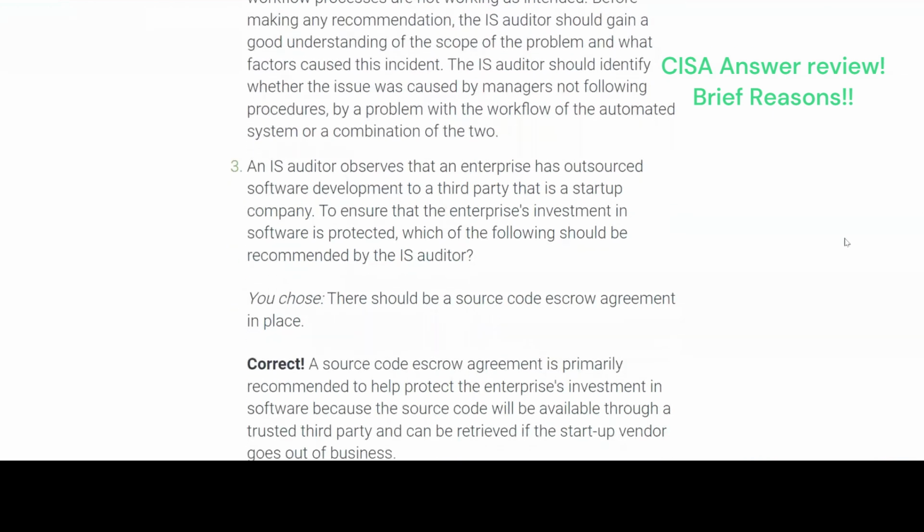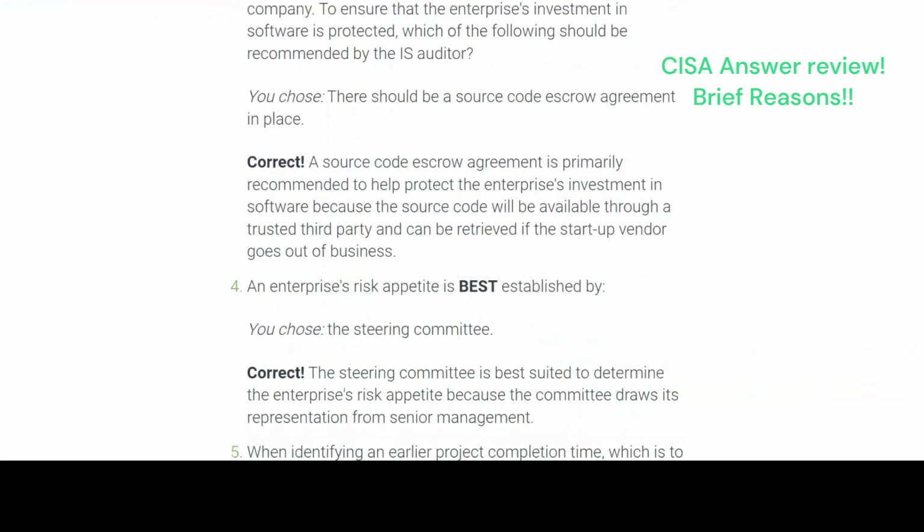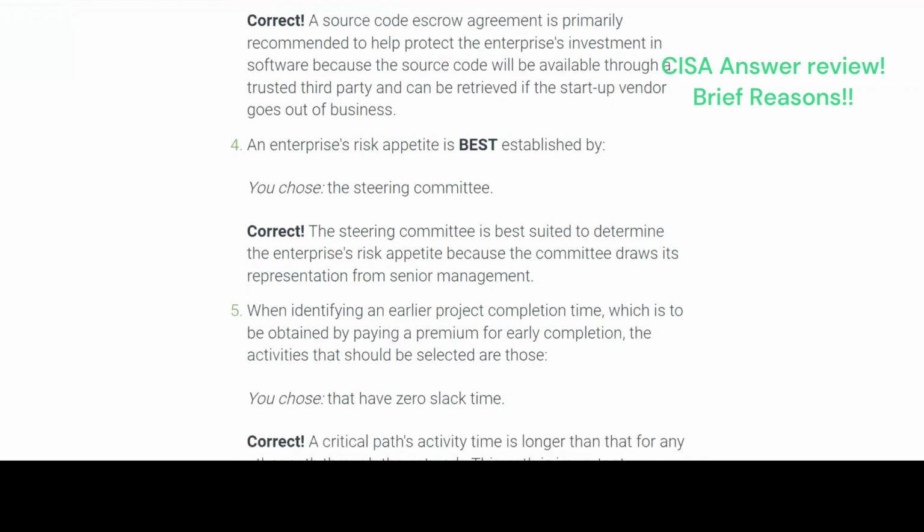Third one, we selected the source code escrow, and this is the right answer. The reason is as follows. A source code escrow agreement is primarily recommended to help protect the enterprise's investment in the software, because the source code will be available through a trusted third party and can be retrieved if the startup vendor goes out of business.